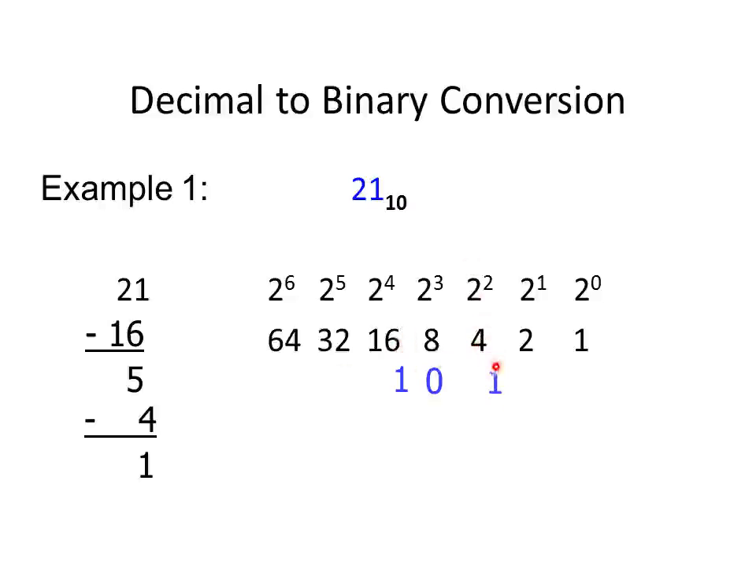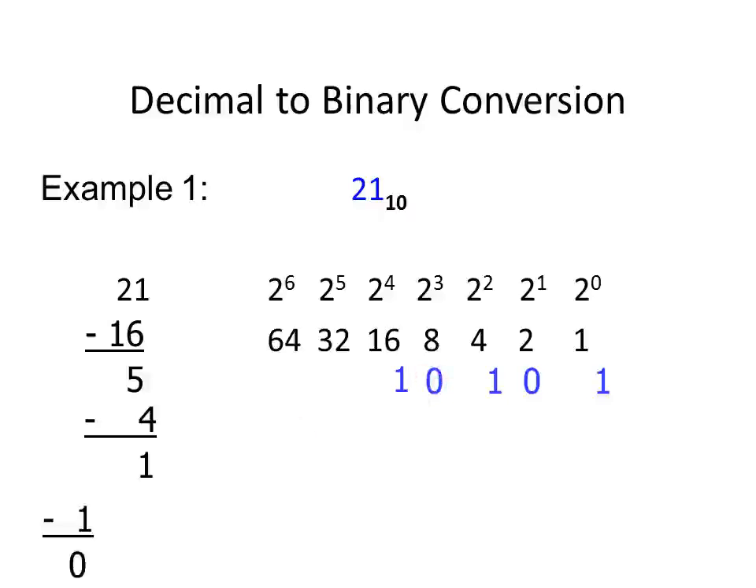So place a 1 below 4. Here we do not use 8. So there is a 0 here. Since at first 2 to the power 4, 2 to the power 3, 2 to the power 2. But 2 to the power 3, that means 8, is not used here for subtraction. So place 0 here.